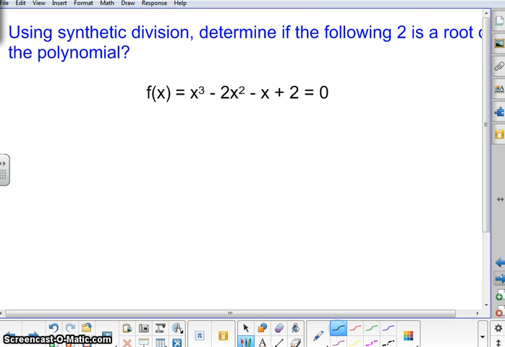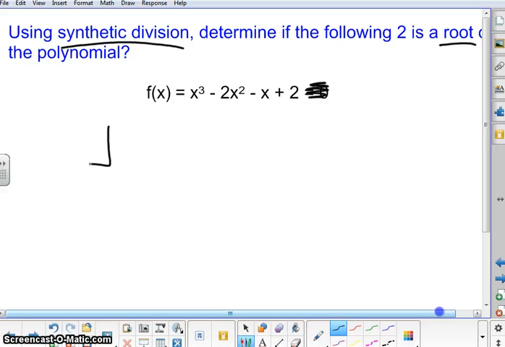Okay, let's go ahead and go on to the next one. Using synthetic division, determine if 2 is a root of the polynomial. Again, we're asking for roots. So you can get rid of that negative 0 and determine if 2 is a root. We're going to use synthetic division. So this, once again, goes back into the past a little bit.